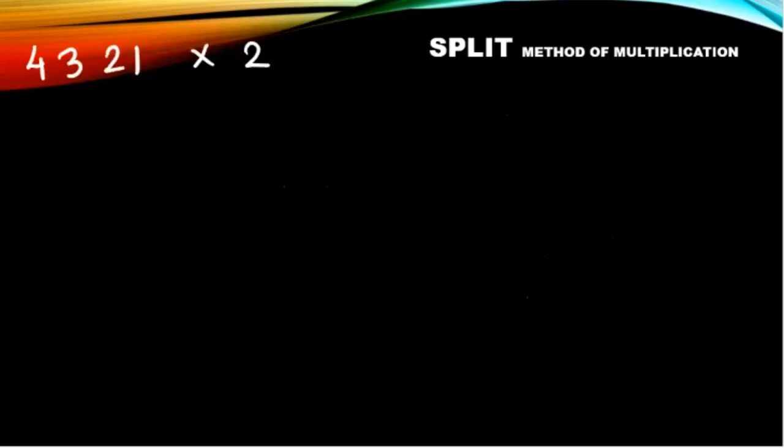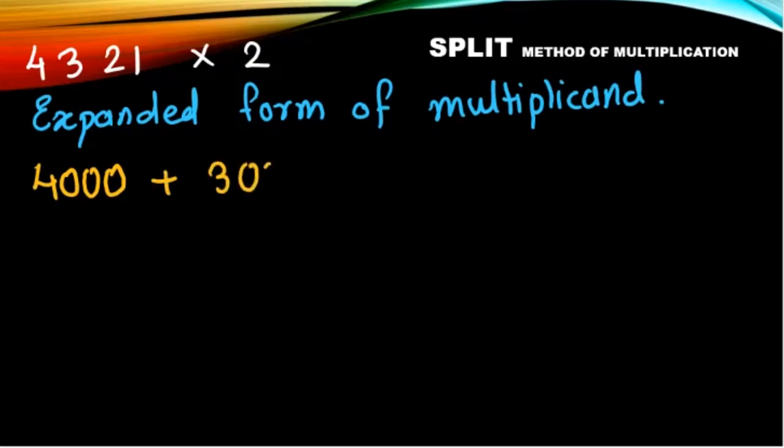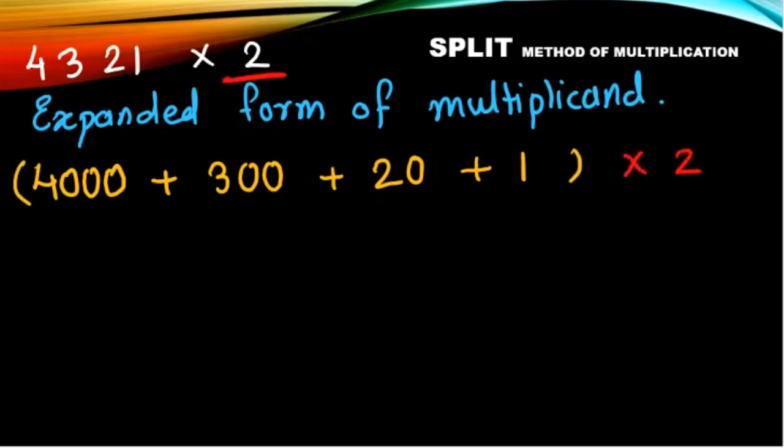In this, we are going to consider the example 4321 into 2. In this, we have to first consider the expanded form of the multiplicand. So, 4000 plus 300 plus 20 plus 1. And we have to multiply by the multiplier 2. Children, here we will go step by step.